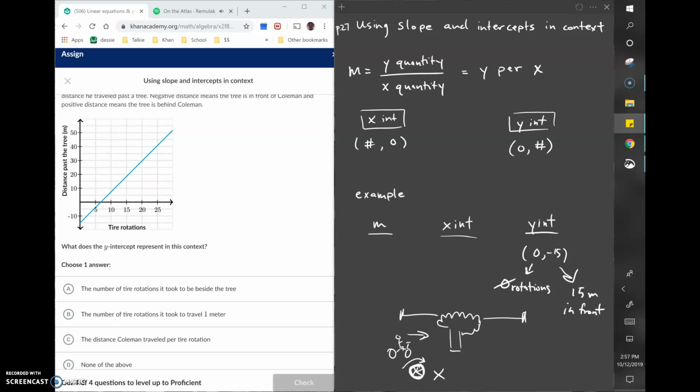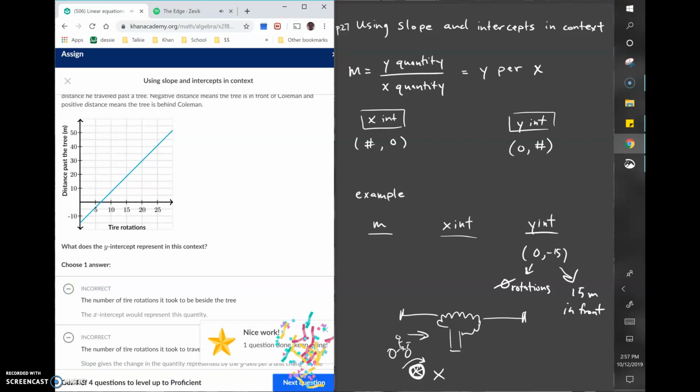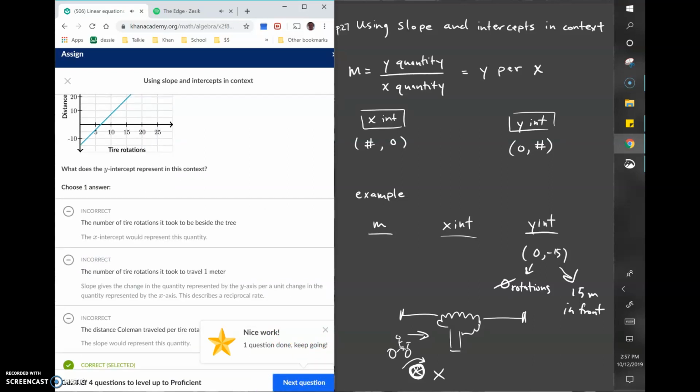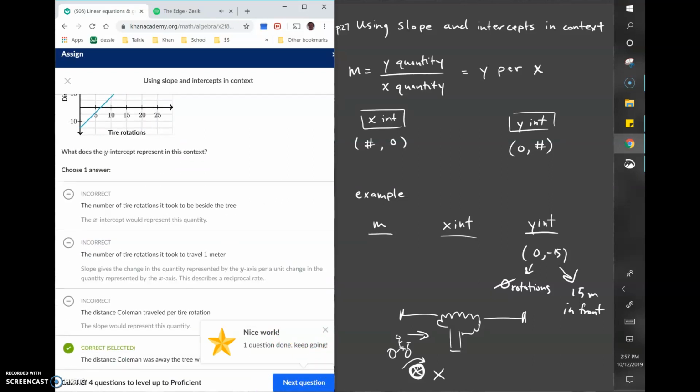Number of rotations it took to be beside the tree? No. Number of rotations it took to travel 1 meter? No. The distance Coleman traveled per tire rotation? No. Okay, so it must be the first one... Number of rotations it took to be beside the tree. Number of rotations it took to travel 1 meter? No, I think it's none. Let's see if I'm right. It is none. So we were looking for something about 0 rotations and him being in front of the tree. Let's go ahead and move on to example 2.